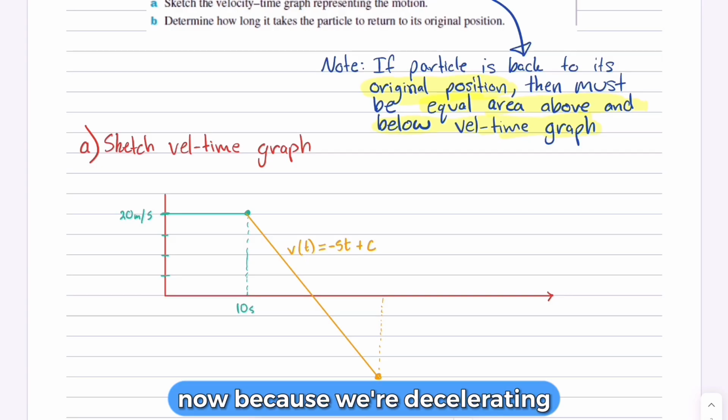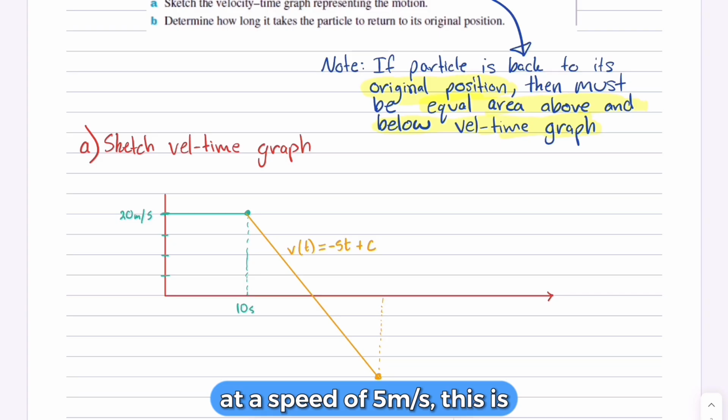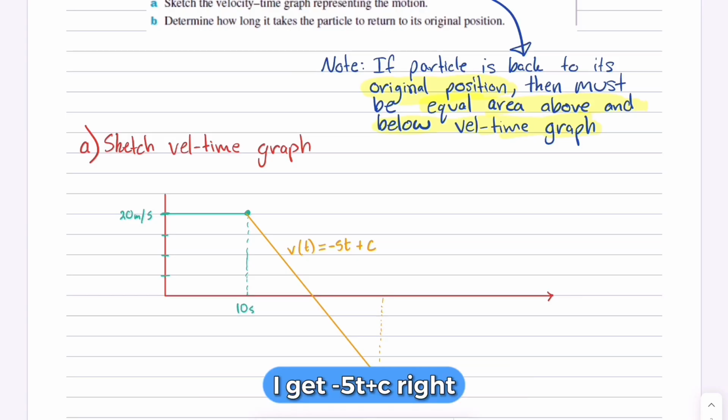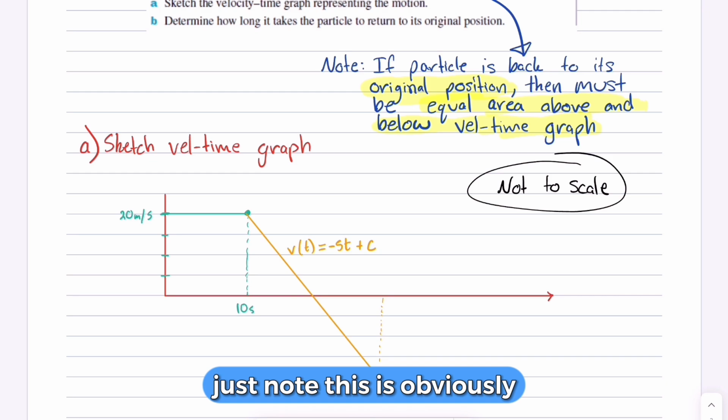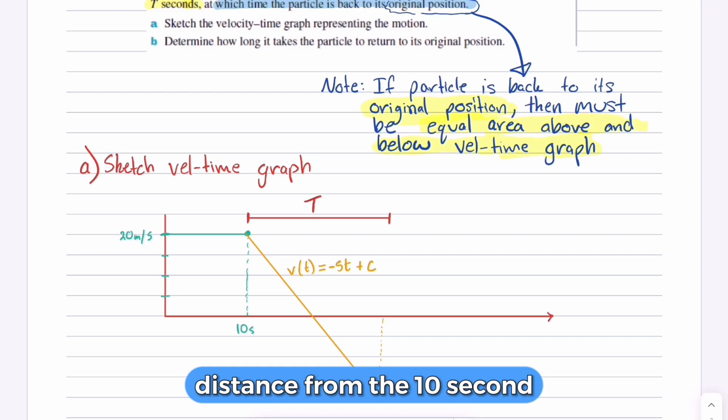Now, because we're decelerating at 5 meters per second squared, this is the second part of our velocity function. Because we were accelerating at -5 meters per second squared, if I integrate that, I get -5t plus c, right? So that's my velocity function for the second part of this velocity-time graph. Just note, this is obviously not to scale at all. And we're going to call the total time from the 10-second mark to the end point T, which is what it says to do in the question.